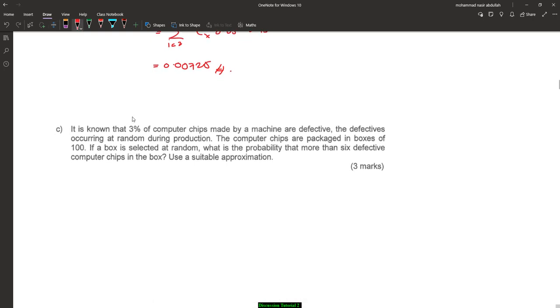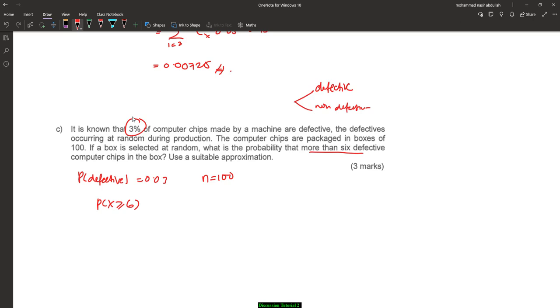It is known that 3% of computer chips made by a machine are defective. So we have two outcomes here, defective and non-defective. So probability of defective is 0.03. Right. The computer chips are packaged in boxes of 100. So n is equal to 100. If a box is selected at random, what is the probability that more than 6 are defective? Probability of x is more than or equal to 6.